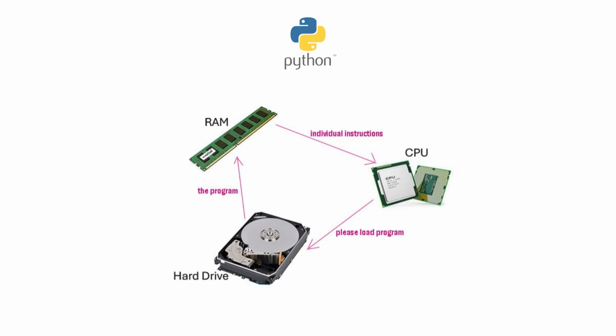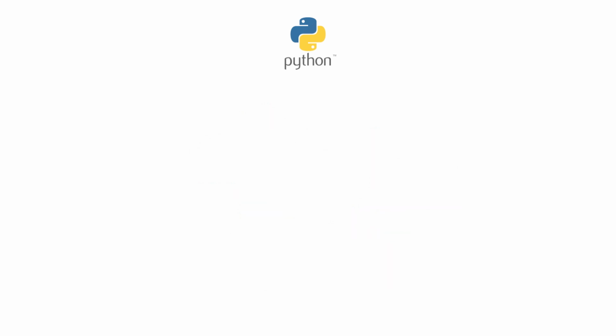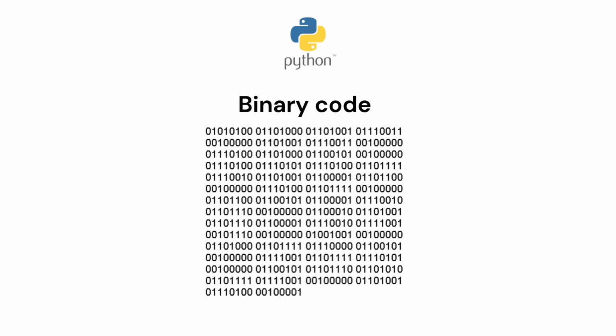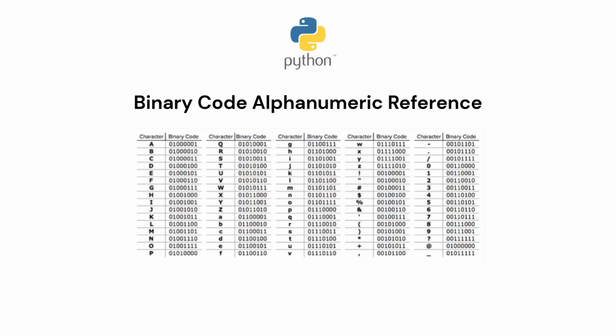These parts are made of tiny electronic circuits that can only process electrical signals, on or off like a light switch. Everything boils down to binary code, zeros and ones representing off and on. The computer executes a program by running machine code, which is a series of these binary instructions.